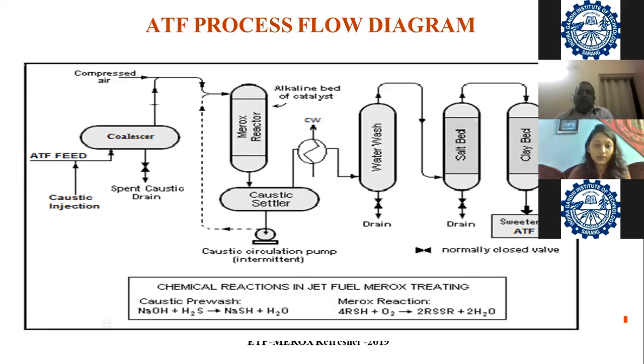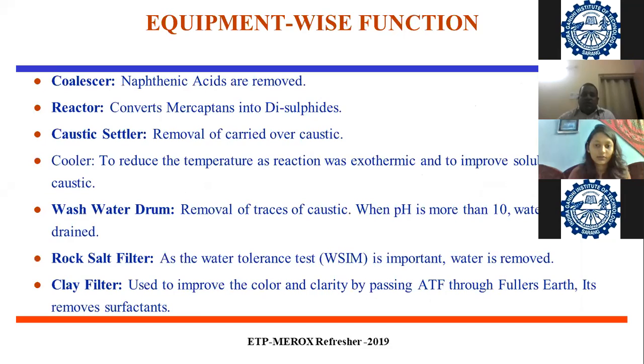So here the reactor role is very important because every reaction is feasible in the reactor zone. It is a fixed bed reactor, and the media of the bed is charcoal based with Merox catalyst. After that it goes to the caustic settler. Here you can observe the equipment-wise function. First is the coalescer, the electrostatic coalescer, where naphthenic acid has to be removed. Next is the reactor, where it converts mercaptans into disulfides. Disulfides are less objectionable matter. Then it comes to the caustic settler.